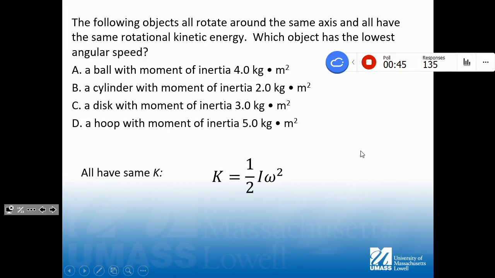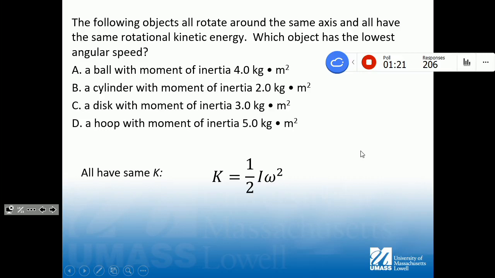You can also think of this question in terms of its translational analog. In this question I give you I's; the translational analog, I'd give you M's, correct? If I gave you a bunch of masses and said they all have the same kinetic energy, which one has the lowest speed? The answer would be the heaviest. In order for all those masses to have the same kinetic energy, the heaviest mass must be moving the slowest.